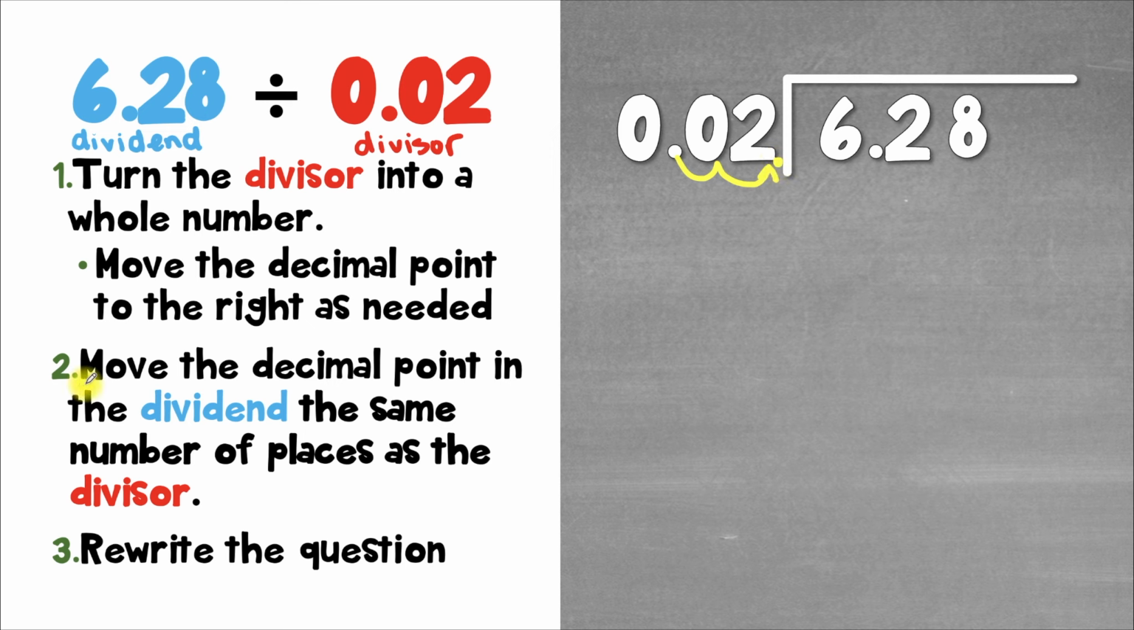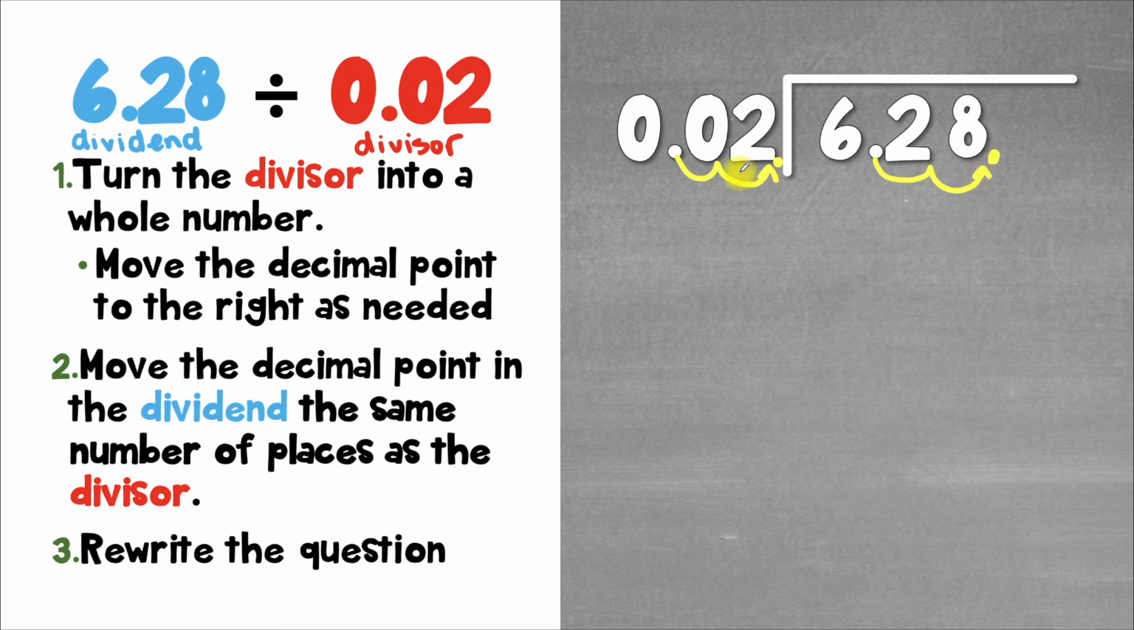So in step 2 it says we've got to move the decimal point in the dividend, that's 6.28. The decimal point right here is going to have to move the same number of places as it did in the divisor. Remember, we had to move it 2 places to make it a whole number. So here, we're going to have to move it the exact same number of places, and that's 2. So let's do that. 1, 2. So our decimal point will now be here.